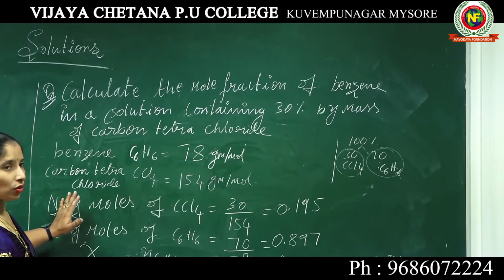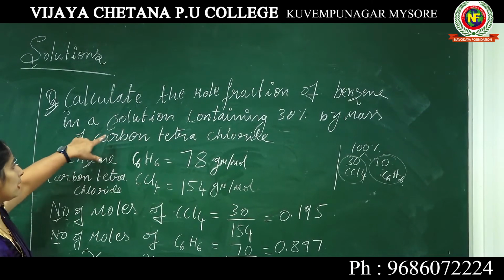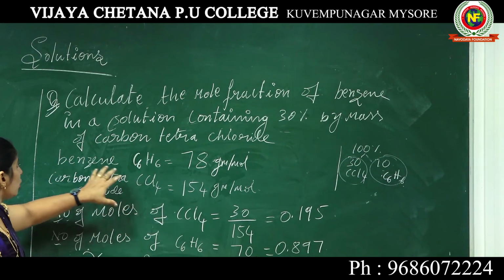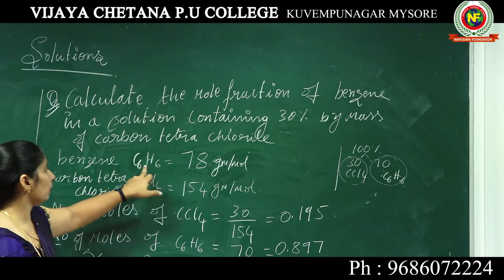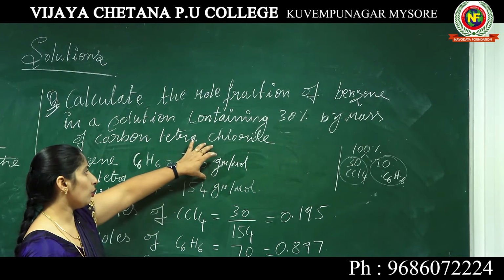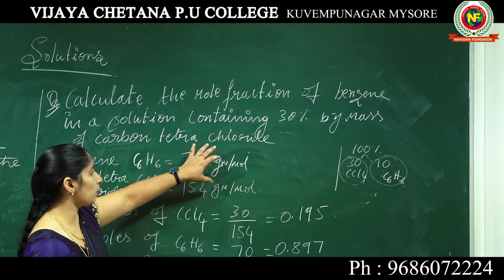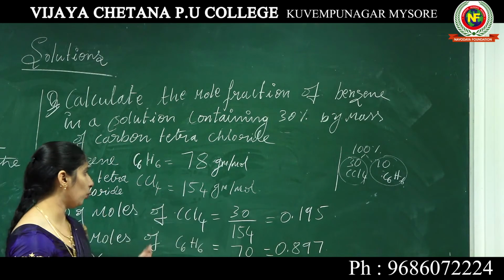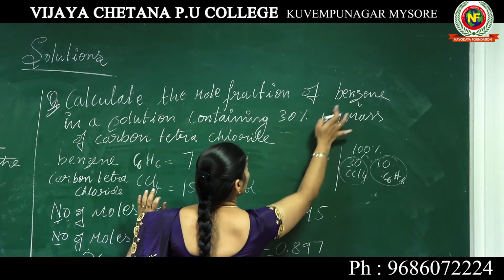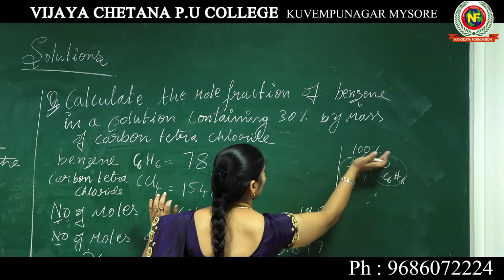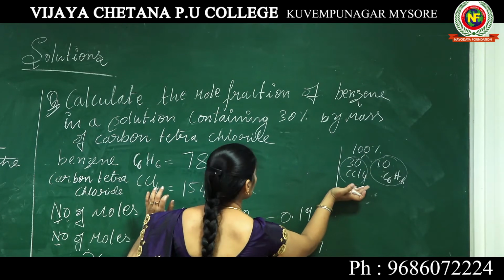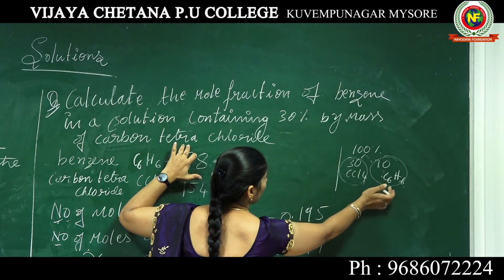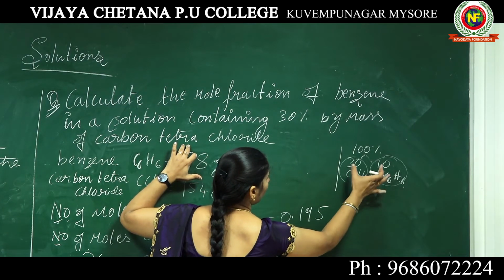So once again I am explaining this concept. Calculate the mole fraction of benzene in a solution containing 30% by mass of carbon tetrachloride. Got it? So here benzene, C6H6, has molar mass 78, and carbon tetrachloride is 154 gram per mole. If you take 100% of the solution, only 30% consists of carbon tetrachloride, and the left 70 consists of C6H6. So it comprises a binary solution.